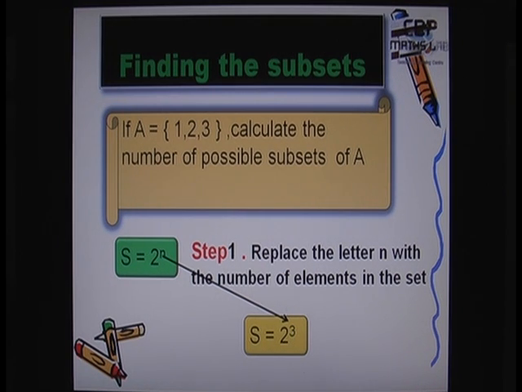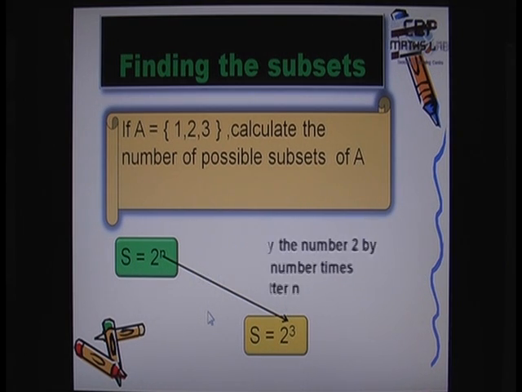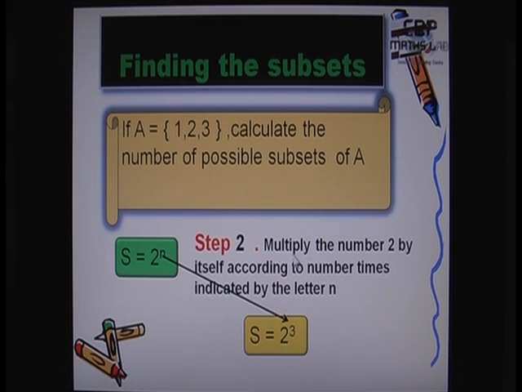So to get to know what N is supposed to be, you count the number of elements in the set. Alright. So step 2, you are going to multiply the number 2, which 2 are we talking about? This 2 here, by itself according to the number of times indicated by the letter N. So the letter N, which is what? 3, will tell you how many times this 2 must be multiplied by itself. And let's see how we do that.